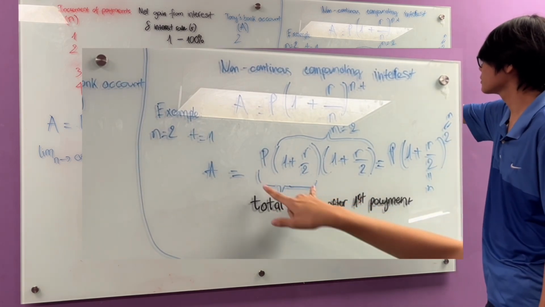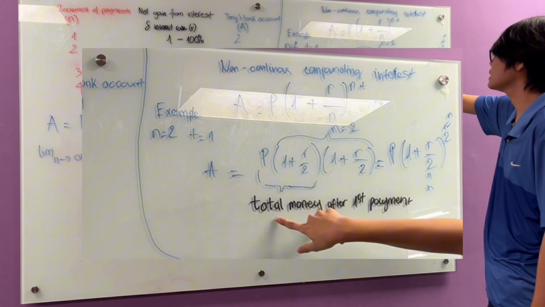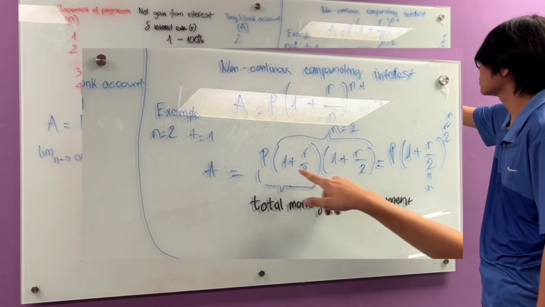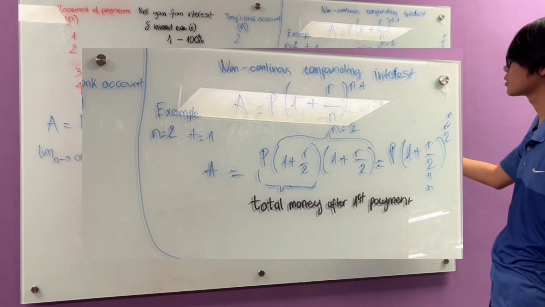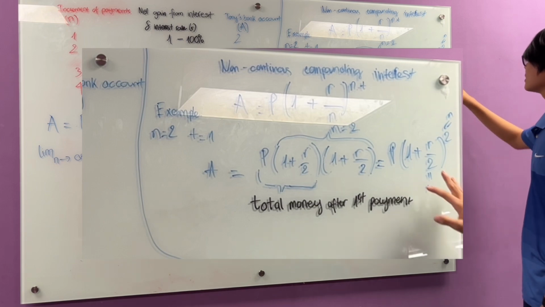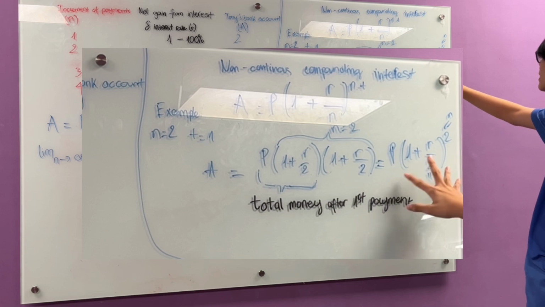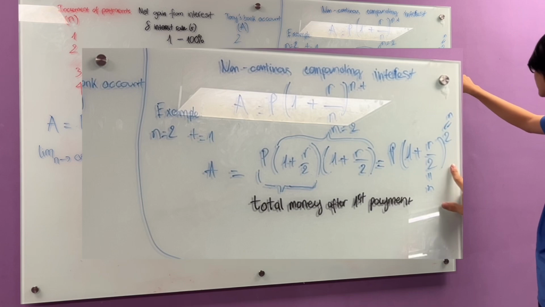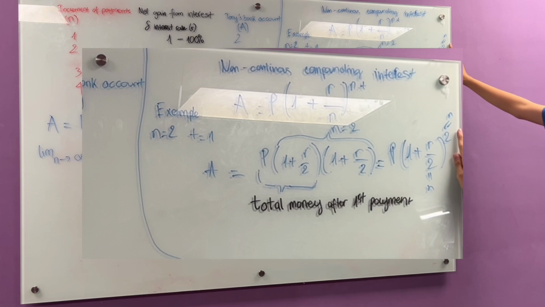And this right here would be the total money that you have after the first payment is being paid to you. Multiply all this by 1 plus R over 2 again, and you'll have your final amount of money gained from this project. As you can see here, the final form of this formula is P multiplied by 1 plus R over N raised to the power of N, and that's our non-continuous compounding interest formula.